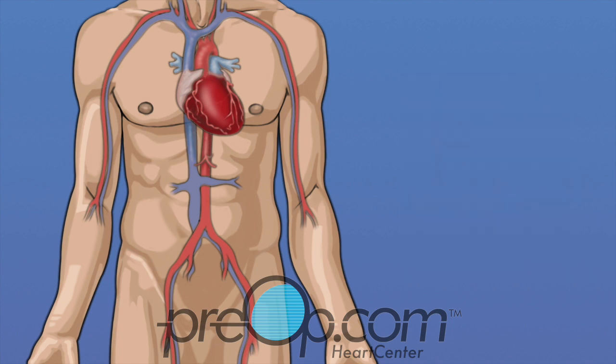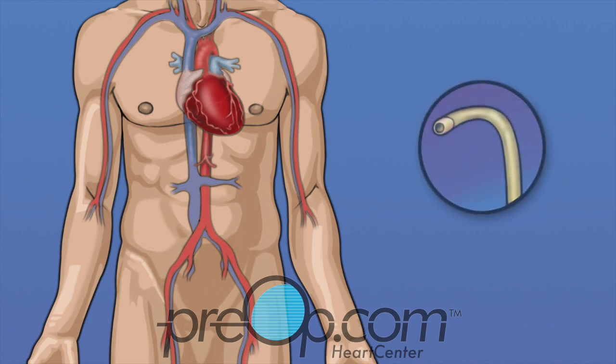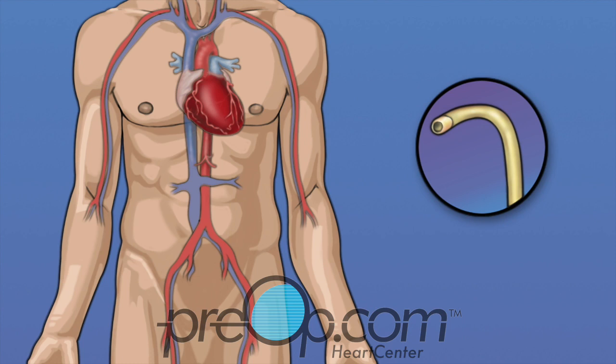To do a cardiac cath, a cardiologist places a thin tube called a catheter through an artery in your leg or arm to reach your heart. The femoral artery in the leg is most commonly used. The catheter is inserted into the artery in the groin, then guided to reach the heart.